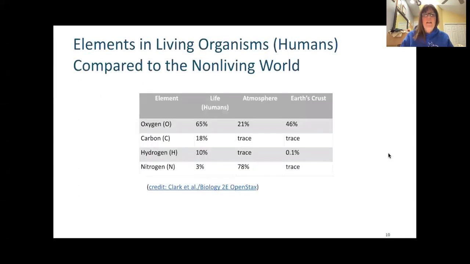Here is a table that shows the elements inside humans versus the atmosphere versus the Earth's crust. So we have a lot of oxygen in us. A lot of us think of water, but water contains oxygen, right? H2O. We are a carbon-based organism. And then we have, of course, hydrogen and then some nitrogen. And we're going to talk about how these different elements make up different macromolecules and what we're made up of and where we get those percentages from in chapter 3.